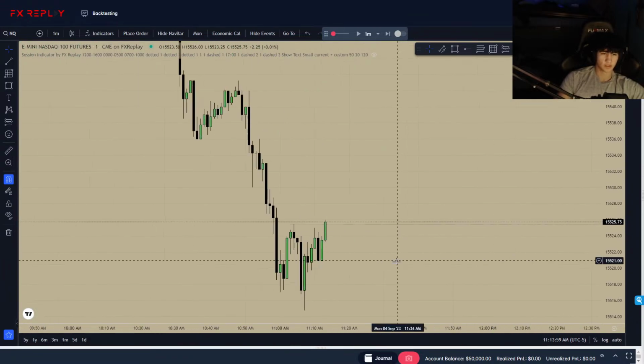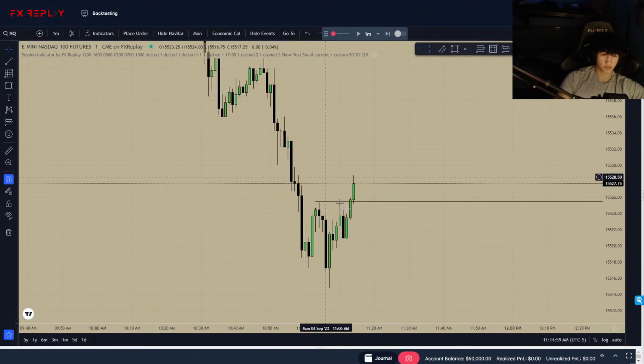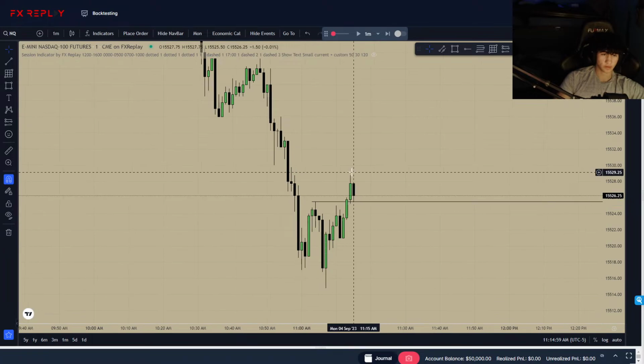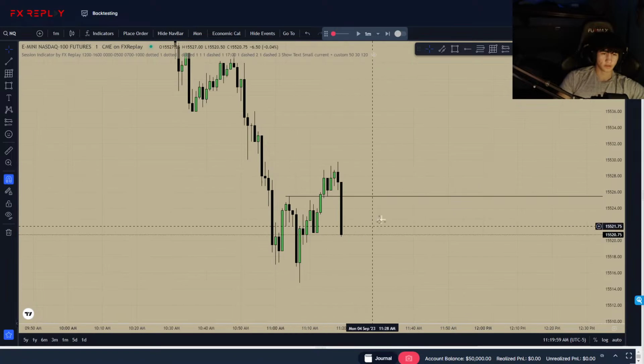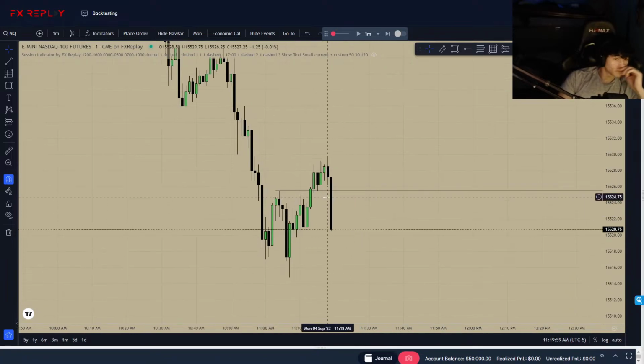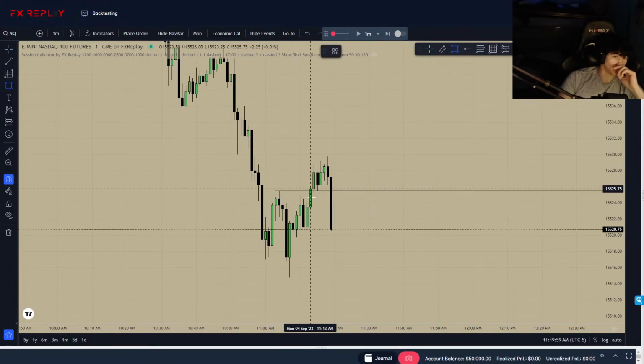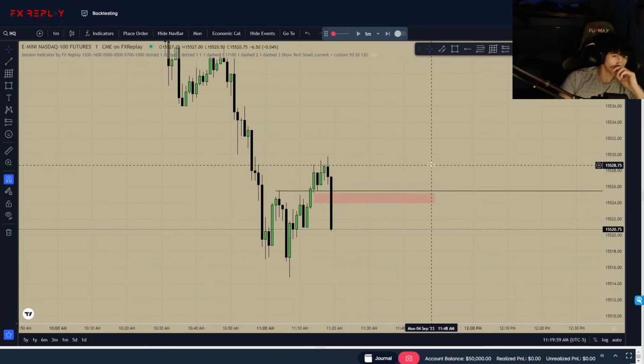Take out that high. If we get displacement lower, I could consider taking a trade, but okay, we're a little bit too close to the lunch hour, so I don't want to be looking for that. There we go. There's a displacement lower. And this inversion is where I would normally be looking for shorts. Should we take a short here?